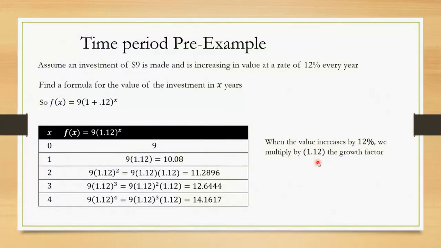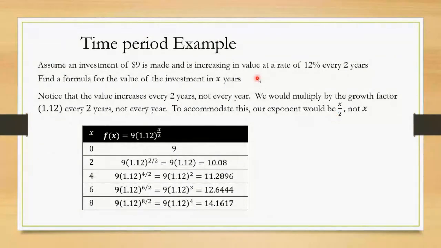Now, why am I saying that? Well, let's consider this example. What if instead the value would increase every 2 years? So we made an investment of $9, okay? $9. And we know it's increasing at a rate of 12%, but this is happening every 2 years, not every year.